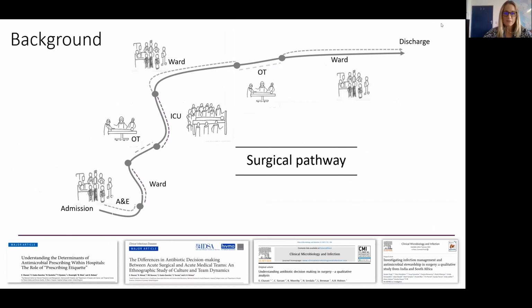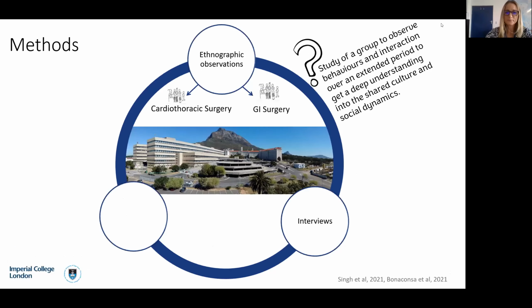This is a very oversimplified picture of a patient's journey in hospital, and here we can see various specialties, different teams that work together along this pathway. Our assumption is that when there are policies and guidelines, healthcare workers will comply with these, but we know that decisions around antibiotic prescribing happen in complex environments where many people have different priorities and targets that they're working towards. So in order to improve something, you really need to understand the context in which people are working.